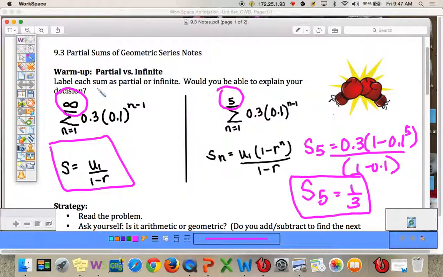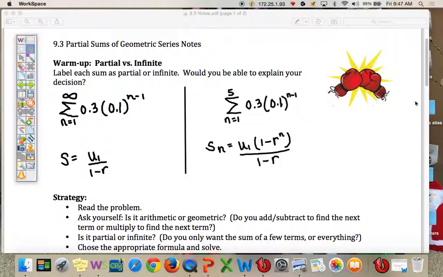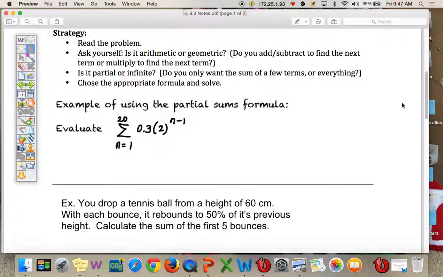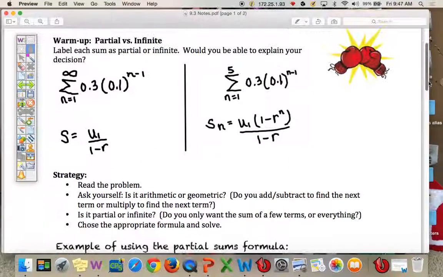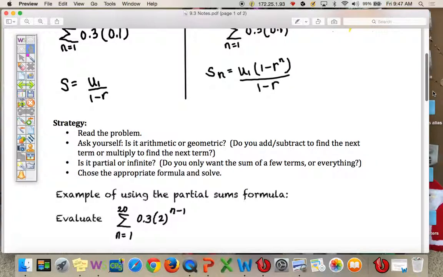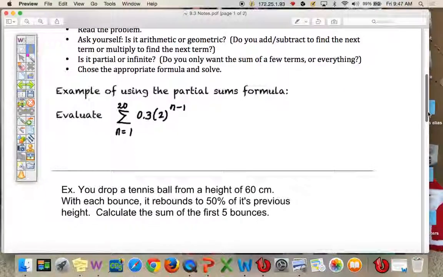Okay, so that is the new formula that we're going to look at today, and this is what we're going to practice. So here's your strategy. Read the problem. First of all, determine is it arithmetic or geometric? Is it partial or infinite? And choose the appropriate formula and solve. So there's 3 formulas that we're going to use. Here are 2 of them, and then if it's arithmetic, you just have that one formula to use.